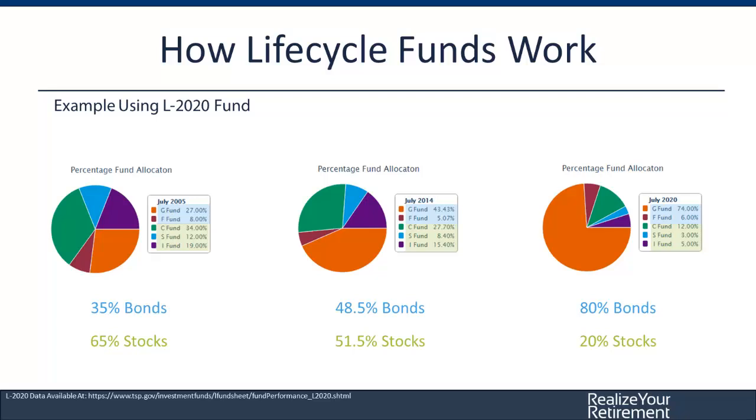Each quarter, the allocation moves from the stock-dominated portfolio on the left to the bond-dominated portfolio on the right. As you can see, this leads to an allocation that is predominantly bonds. Specifically, the G fund is 74% of the portfolio by retirement.